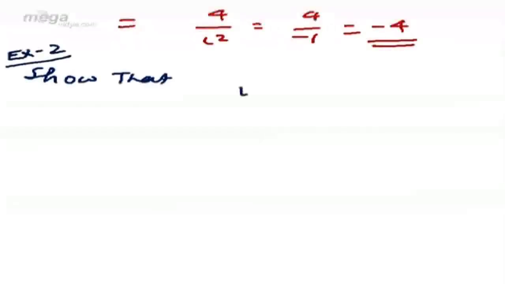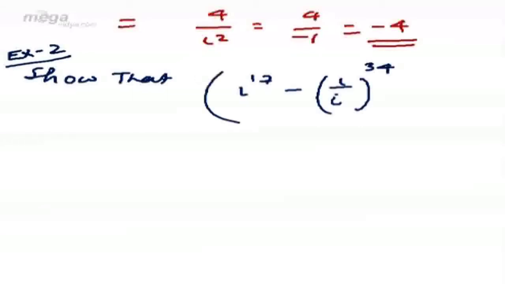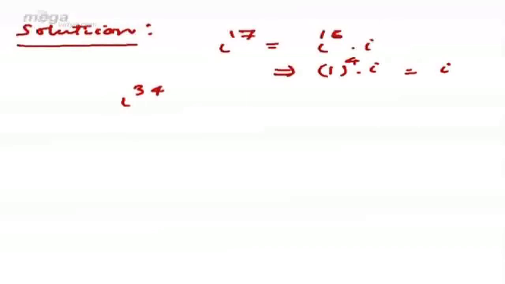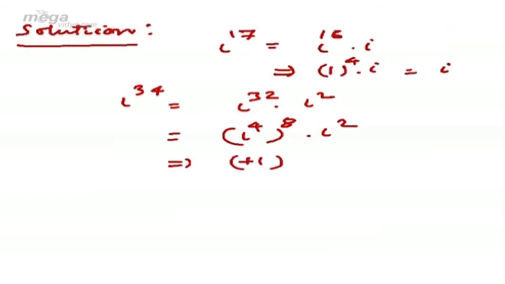Show that i to the power 17 minus 1 by i to the power 34, whole to the power 2, is equal to 2i. Now solution. i to the power 17 can be written as i to the power 16 into i. It will be equal to i to the power 4, whole to the power 4, into i. That will become i. And i to the power 34 can be written as i to the power 32 into i square. i to the power 32 can be written as i to the power 4 whole to the power 8 into i square. It will become 1 to the power 8 into i square, which is minus 1. So 1 to the power 8 into minus 1, that is minus 1.